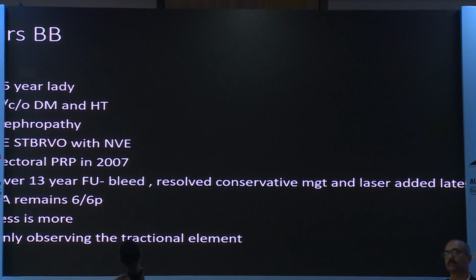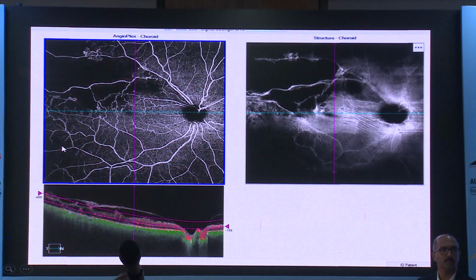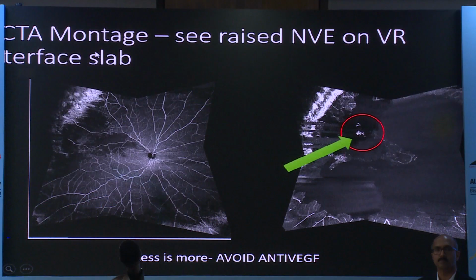Just going back into the real world, this is a patient where we found this modality useful. It's a right eye STBRVO with NVE. PRP was done all the way back in 2007. Over 13 years of follow-up, there were bleeds, but vision remains fine, and only observation was recommended. You can see the raised tissue here, the sclerosed vessel and the laser. Here in the OCTA, you can pick up this capillary non-perfusion and this raised area which was lasered.